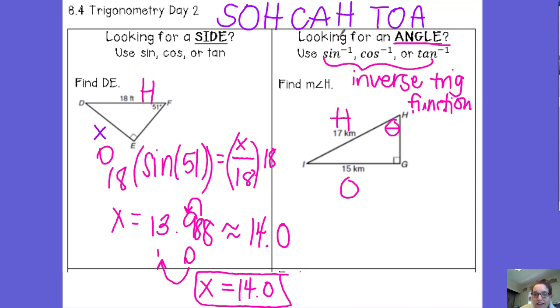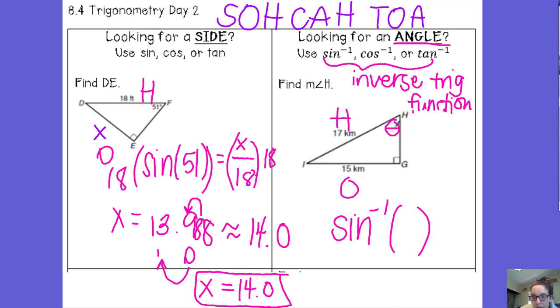I'm using inverse sine, sine to the little -1. And normally in my parentheses, I would plug the angle, because that's what I know. I know the angle. I don't know the ratio, hence why I have a variable. So what I know is getting plugged into the parentheses.